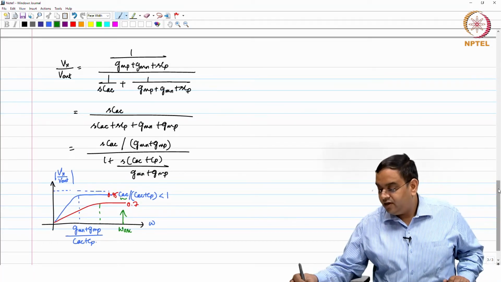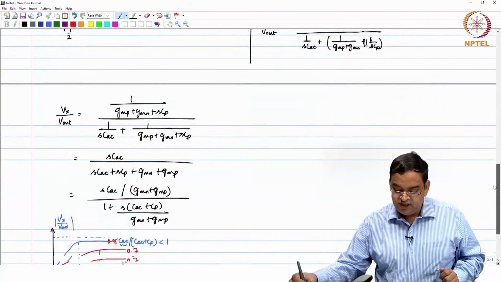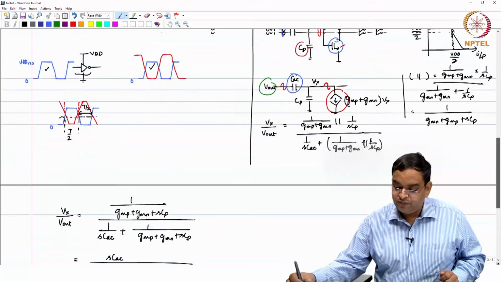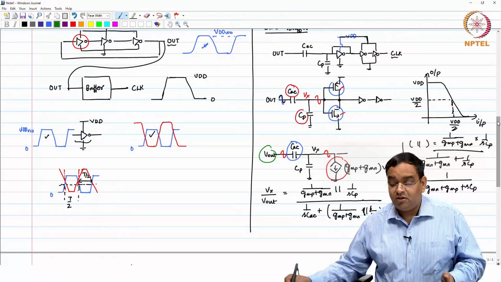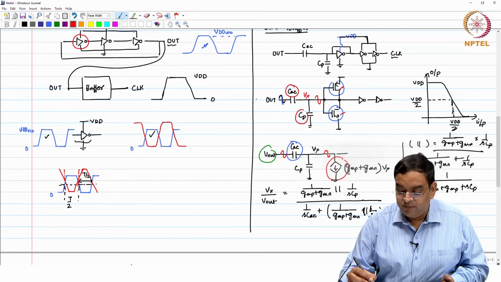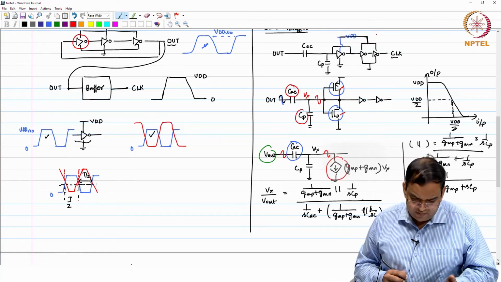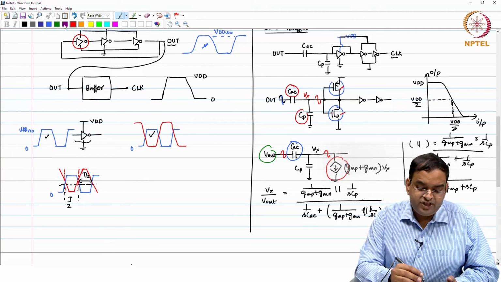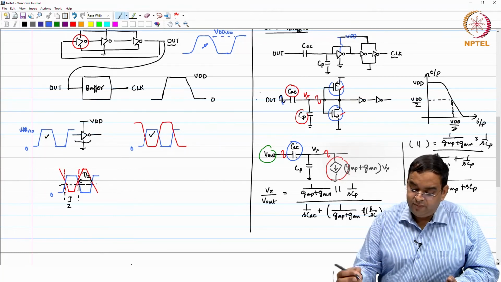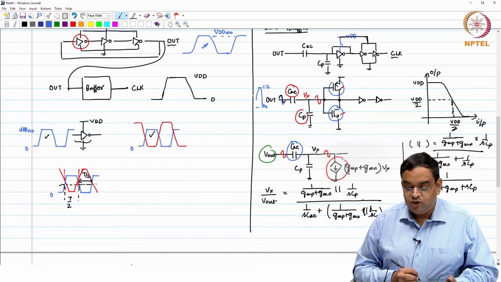So, typically you will not choose a lower value of CAC, because then your amplitude will reduce. You can ask, what is the problem even if the amplitude reduces? What you will see is, for example, with a 1.8 volt supply, the swing I get at the input happens to be like this, where you have 0 and, for example, 1.2, right.